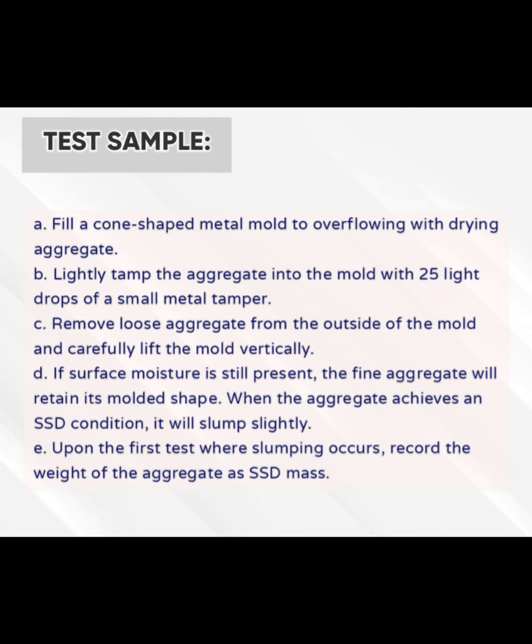B is slightly tap the aggregate into the mold with 25 light drops of a small metal tamper. C is remove the loose aggregate from the outside of the mold and carefully lift the mold vertically. D, if the surface moisture is still present, the fine aggregate will retain its molded shape. When the aggregate achieves an SSD condition, it will slump slightly. E, upon the first test where slumping occurs, record the weight of the aggregate as SSD mass.